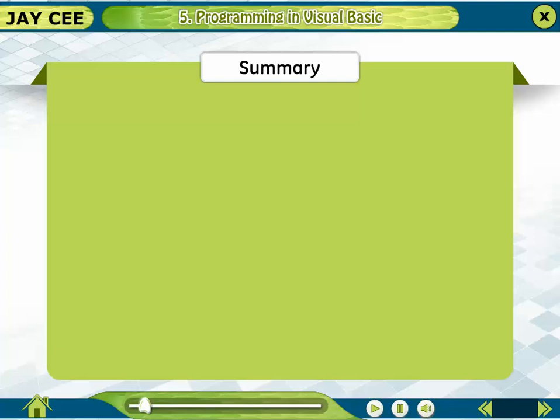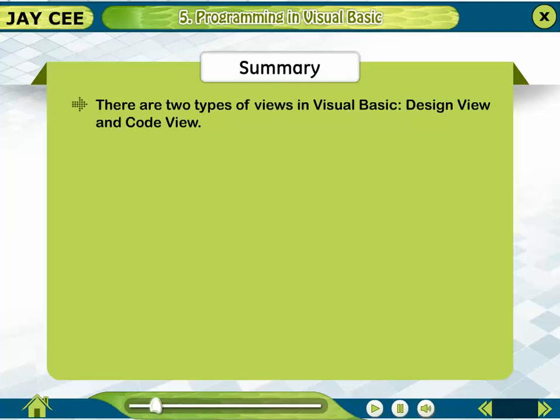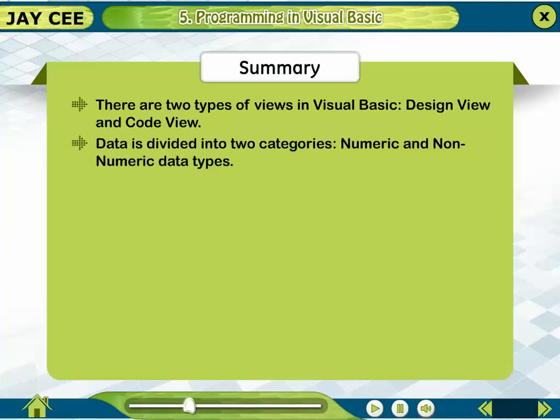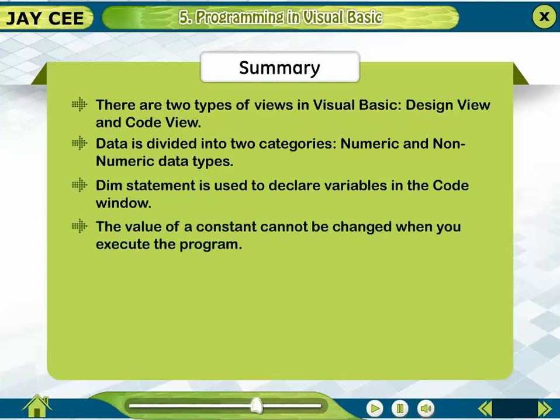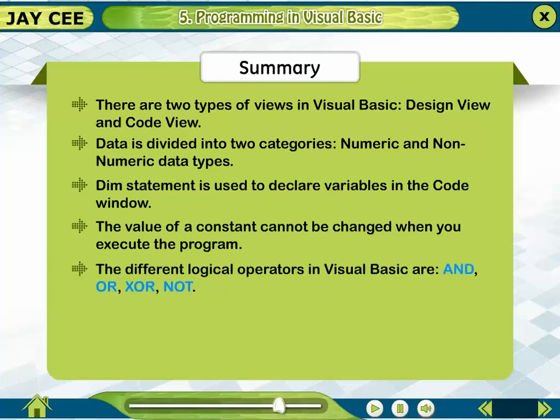Summary. There are two types of views in Visual Basic: Design View and Code View. Data is divided into two categories: numeric and non-numeric data types. Dim statement is used to declare variables in the code window. The value of a constant cannot be changed when you execute the program. The different logical operators in Visual Basic are AND, OR, XOR, NOT.